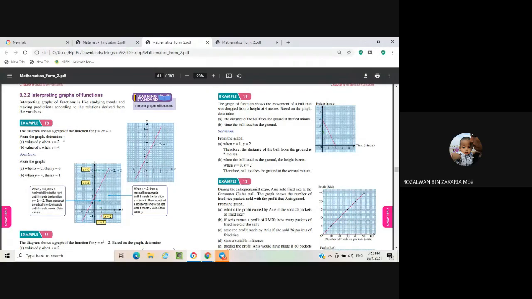So how to determine the value of y when x equal to 2? What to do? Firstly, from the graph, we need to find the value for x equal to 2. So look at the x-axis, look at the value for 2. This one is 0, 1, 2 here. All right. So after that, what to do? Use a ruler, then you have to draw a vertical line there, a vertical line which is parallel to the y-axis.